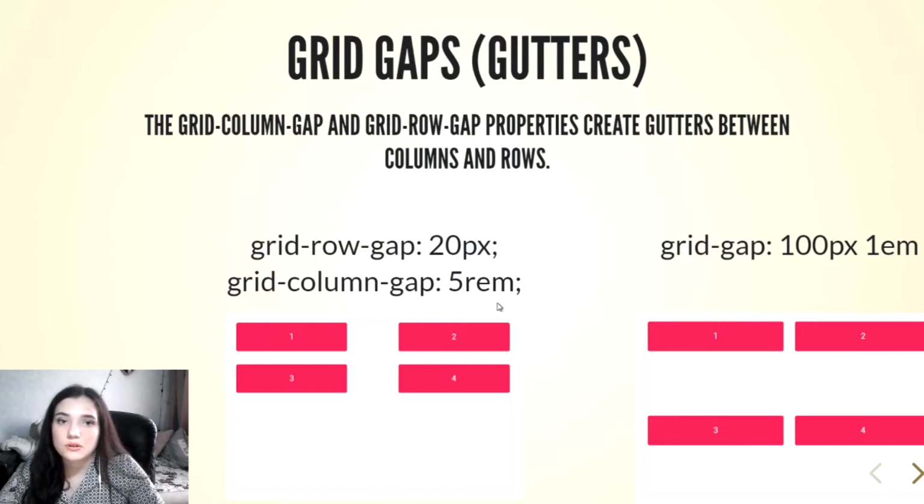Grid gaps or gutters. The grid-column-gap and grid-row-gap properties create gutters between columns and rows. Gap size values can be any non-negative length value, like pixel, percent, etc. If two values are specified, the first represents grid-row-gap and the second grid-column-gap. So on the right side you can see an example where we specified two properties in one line.